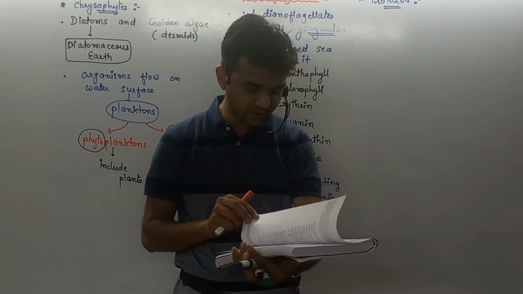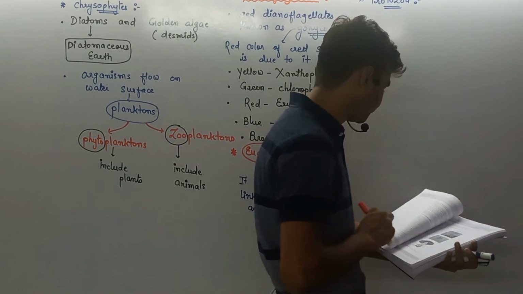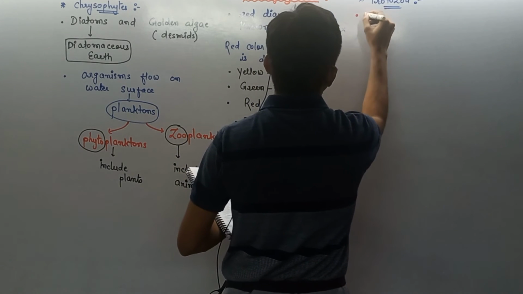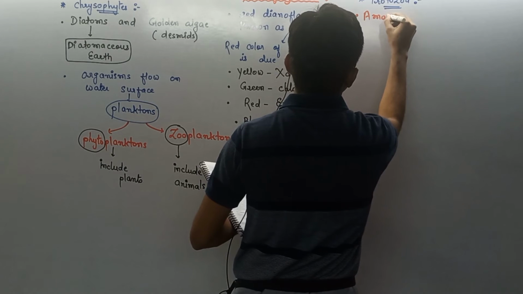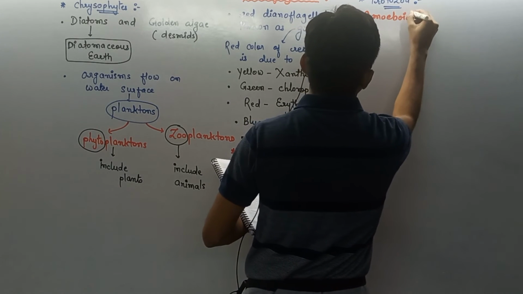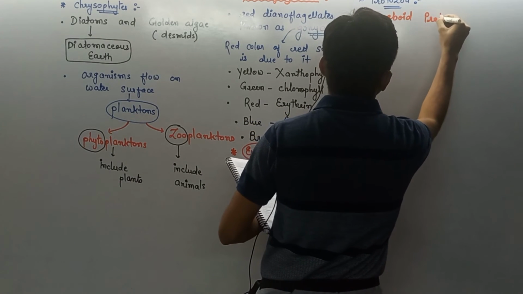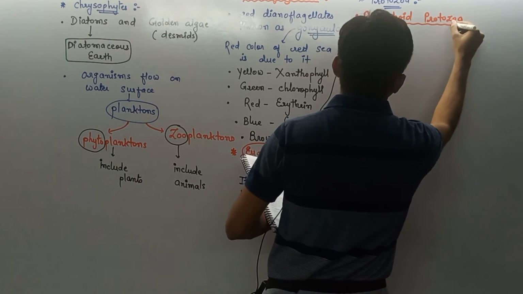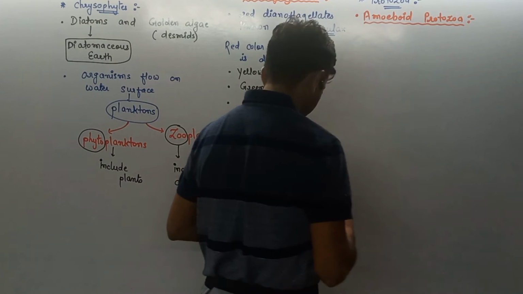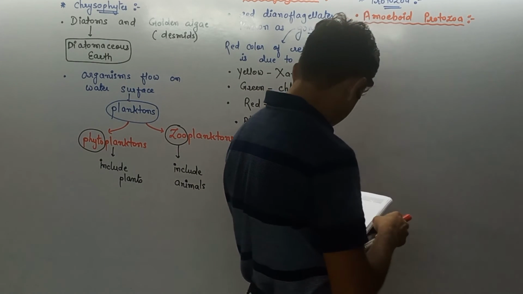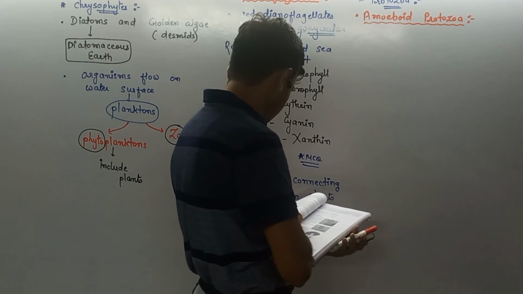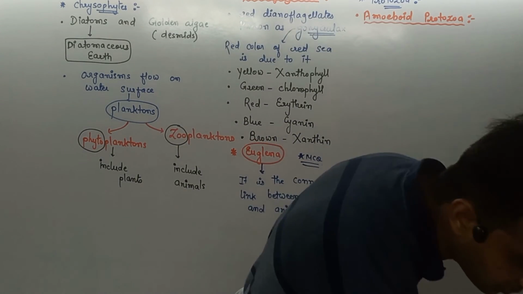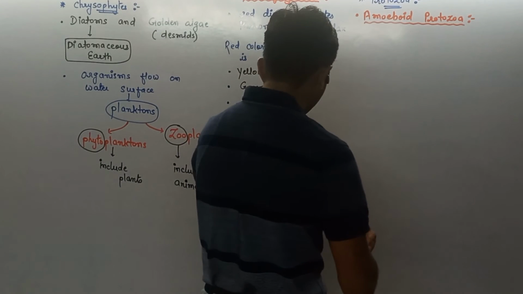There are four major groups of protozoa. First we see the amoeboid protozoa. In amoeboid protozoa, you remember there are only two things.